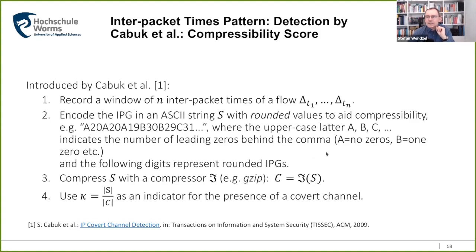And the idea here is that because we round the values, and the covert channel usually has, let's say, two symbols that occur many, many times, the string will be very well compressible for covert channel traffic. So you have the chance to have different kappa values for covert data transmissions.